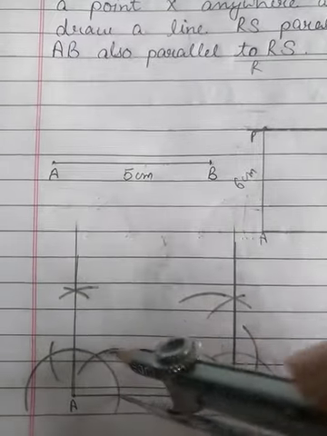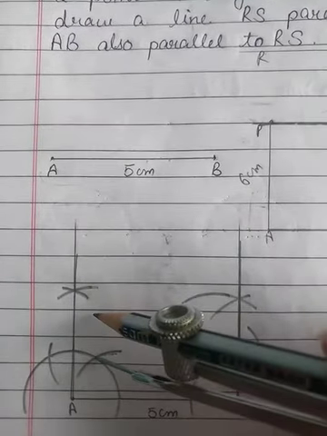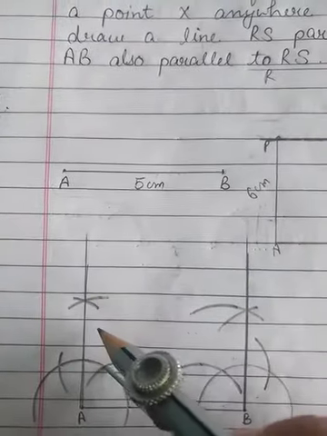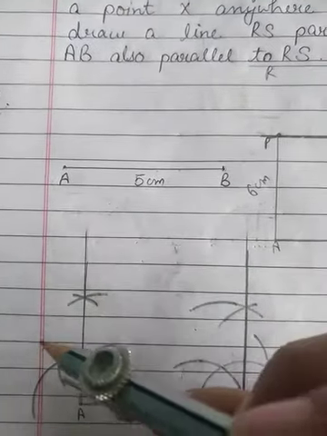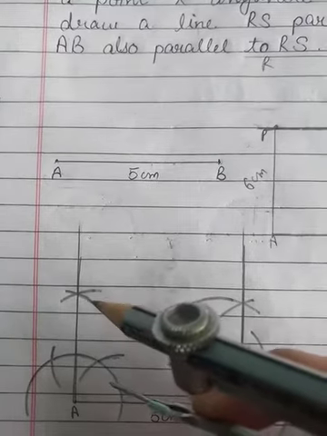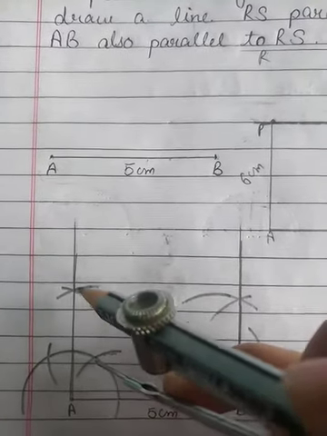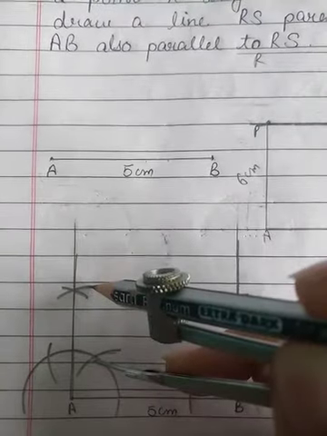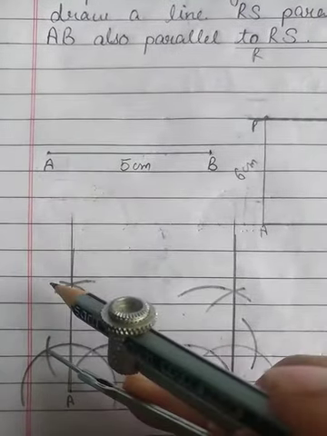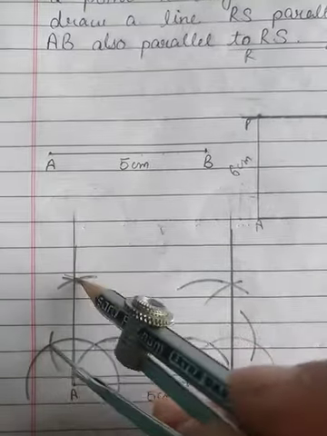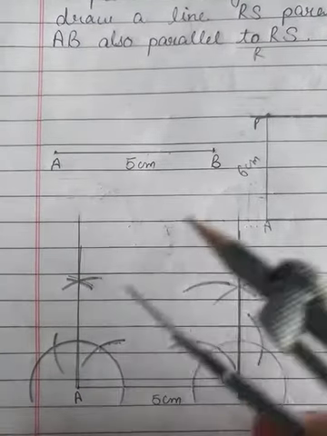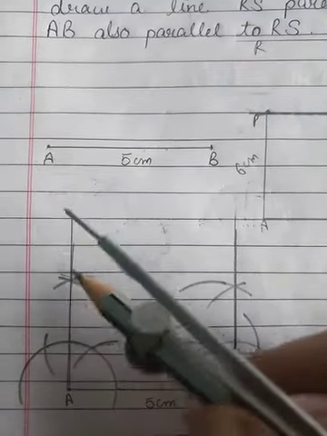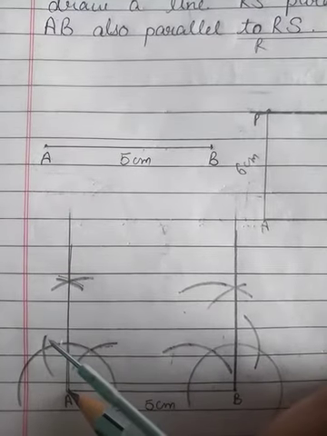Then with the same radius we will mark one more arc here. Now again we will open the compass more than half of this distance. Extend it a little bit, then draw another arc above it from this point, and from this point also we will draw one more arc which will intersect it. Then we will join this point with the point A, and our 90 degree angle is ready.